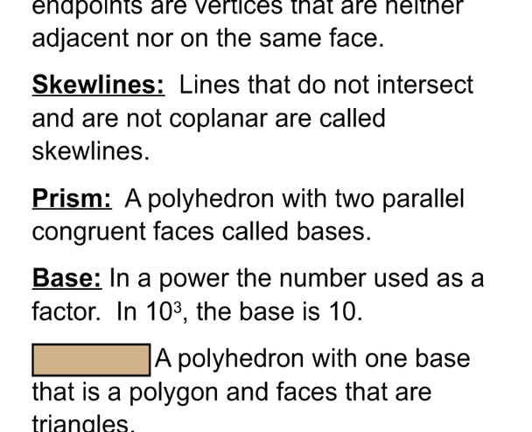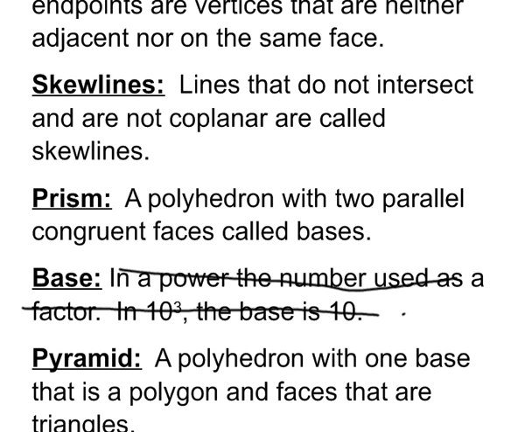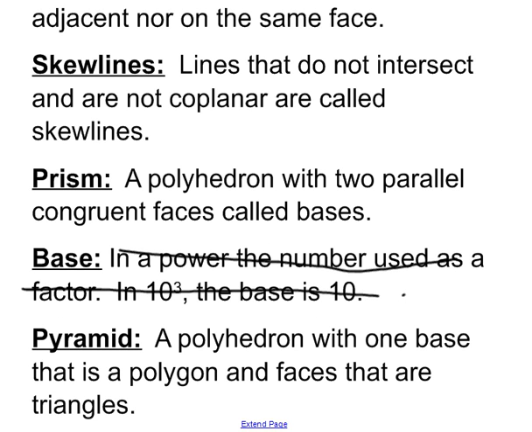The definition shown for base, a number used as a factor in base 10 notation, is actually the wrong definition at this point. A base would be the top or the bottom of a prism. So this is incorrect. It is the top or the bottom of a prism. A pyramid is a polyhedron with one base that is a polygon and faces that are triangles.